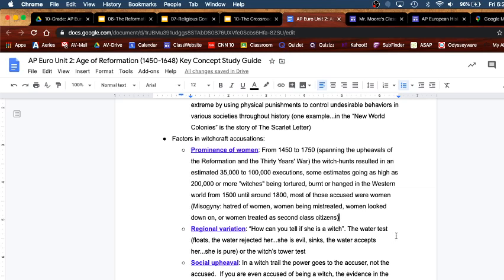Social upheaval. In a witch trial, the power goes to the accuser, not the accused. If you are even accused of being a witch, the evidence in the trial is your word against the accuser. Mix this in with religious superstition and mass hysteria breaks out. Remember The Crucible and the Salem witch trials. The Crucible is a famous book and a famous movie, a famous play about these girls who accuse people of being witches. And once you're accused of being a witch, there's almost no way out of it. If you're going to be pushed out of a tower or thrown into a body of water, I shouldn't giggle, but it gives all the power to the accuser.